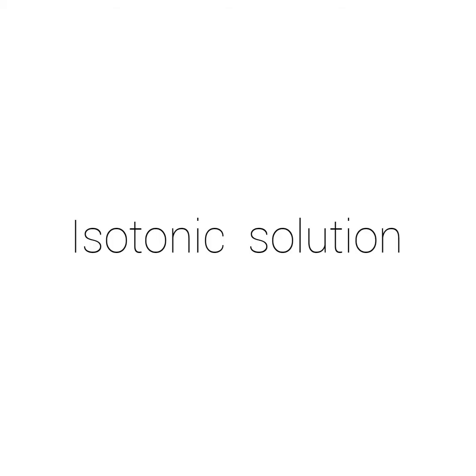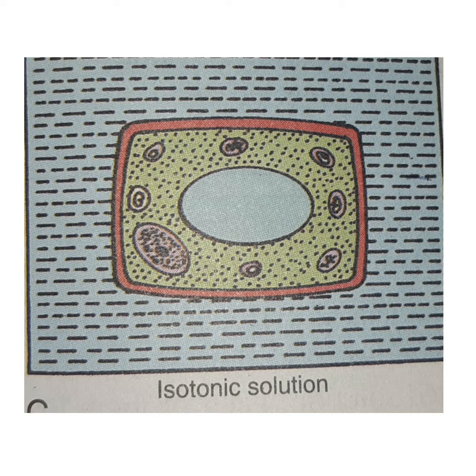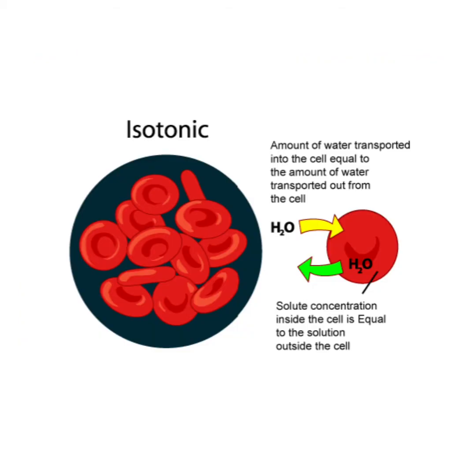If the medium surrounding the cell is of exactly the same water concentration as the cell, there will be no net movement of water across the plasma membrane. Such a solution is called isotonic solution. In this case, water crosses the plasma membrane in both directions, but the amount going in is the same as the amount going out. So, there is no overall movement of water. In such a situation, the cell will maintain the same size.